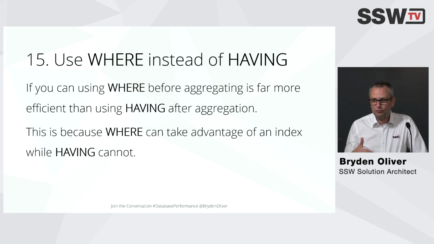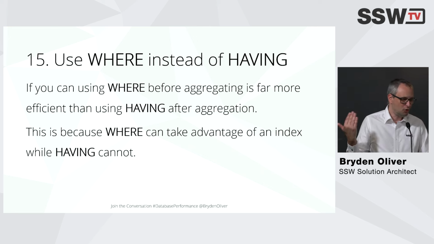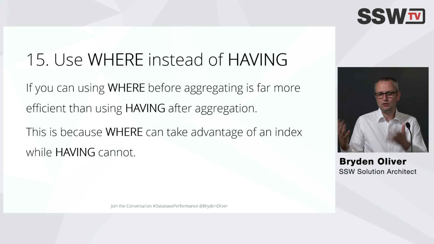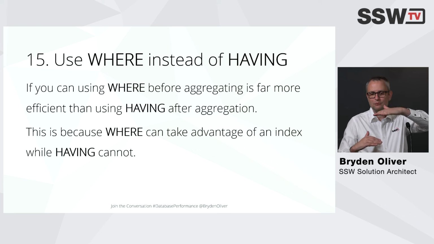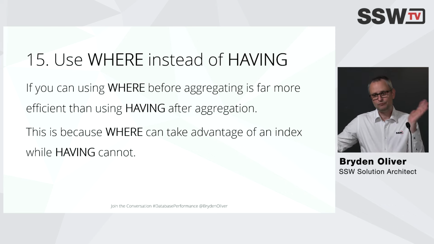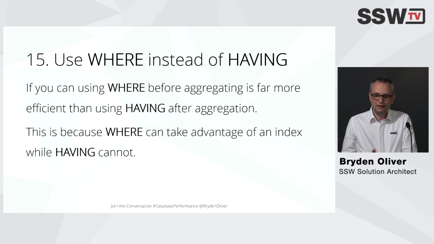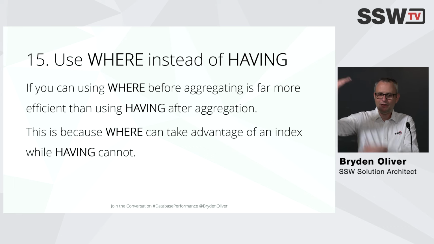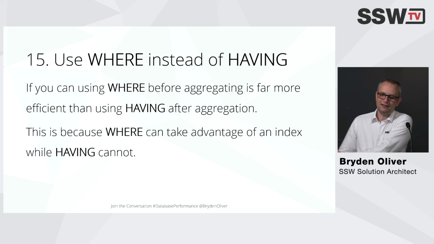So the performance difference between where and having is generally of the order of thousands to millions of times worse to have a having clause, but sometimes you need to. So for instance, you may aggregate a whole bunch of data, like figure out what the sales are for all of your customers, and you might say having sales greater than $1 million this year. You can't get that until you've aggregated how much sales each customer has, so you have to do that after the execution.